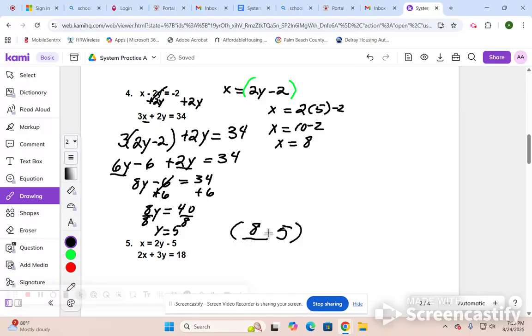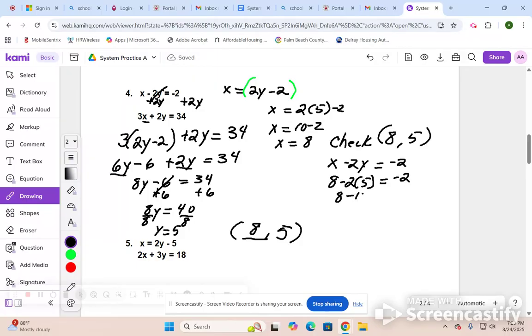Okay, so we have 8, 5 as our solution, but we should check this solution 8, 5 to see if that is true. In the top one, I'll just copy it. We're going to replace x with 8 and y with 5. 8 minus 2 times 5. So we'll have 8 minus 10 equals negative 2. So this is going to be negative 2 equals negative 2. It does check. Let's see if it checks in the second one.